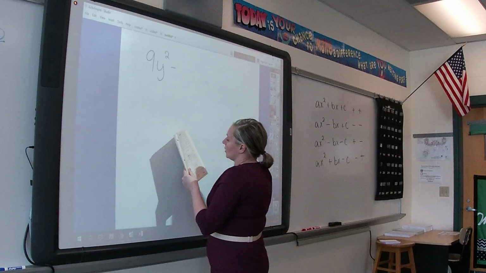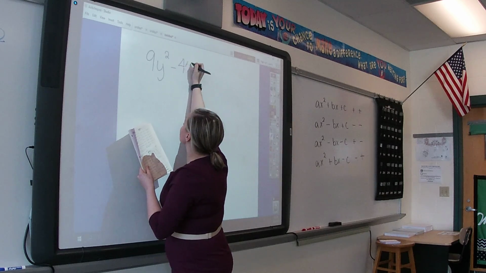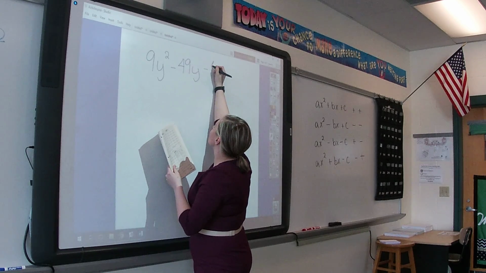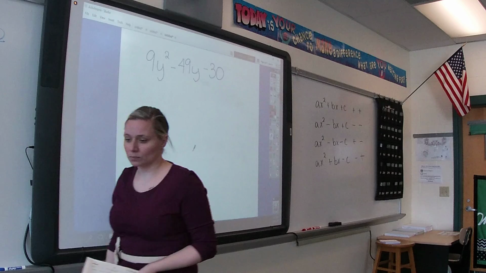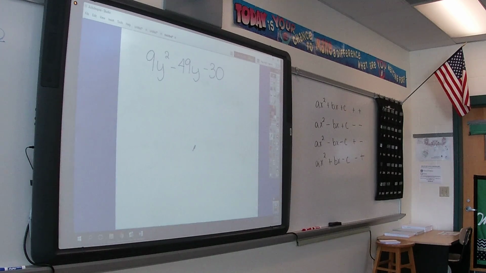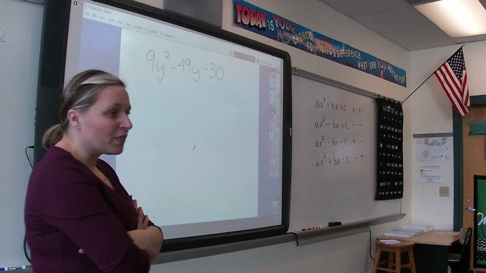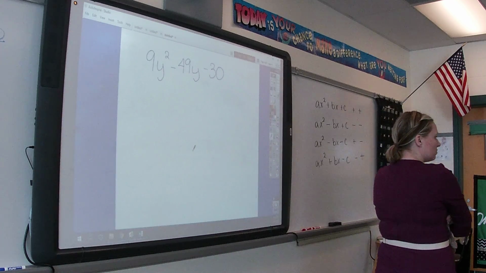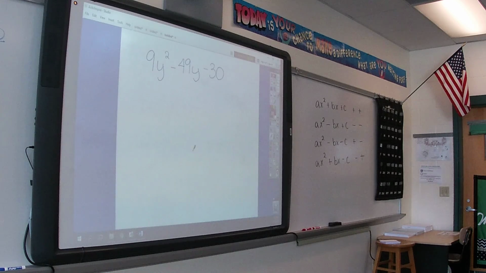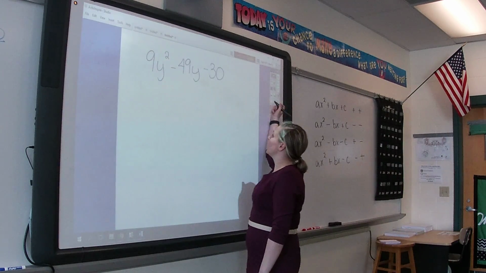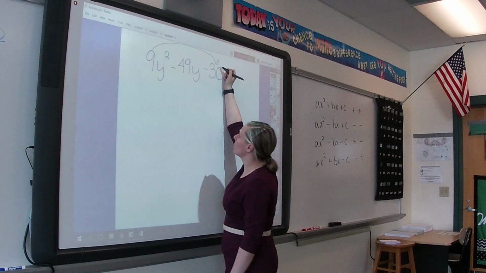Oops, that's a 49, sorry. Okay, so it looks fine, right? Looks like a normal trinomial. We're in the right form, all's good. We're going to multiply A times C. What do we get when we multiply A times C?